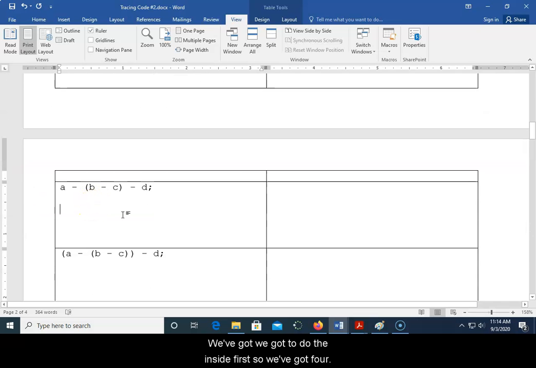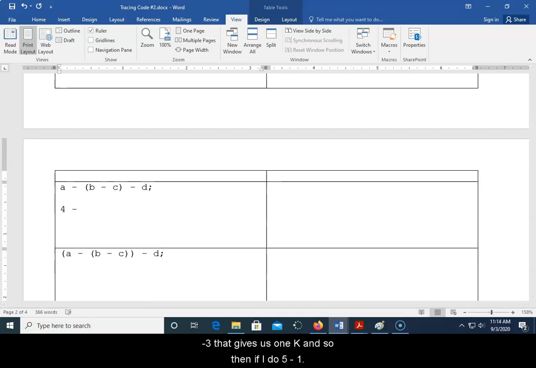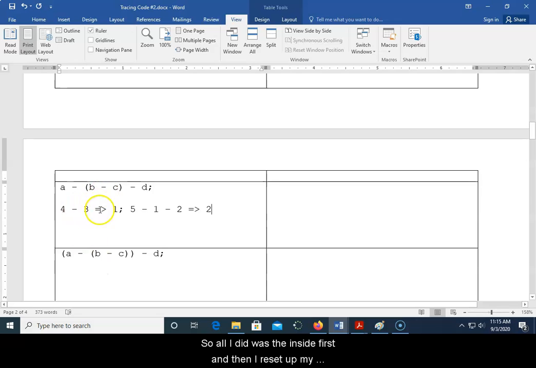Okay. Next up, let's see here. We've got to do the inside first. So we've got 4 minus 3. That gives us 1. Okay. And so then if I do 5 minus 1 minus 2, right? That's basically 4 minus 2, so that gives us 2. Okay. So all I did was the inside first, and then I reset up my equation. So 5 minus 1 minus 2.